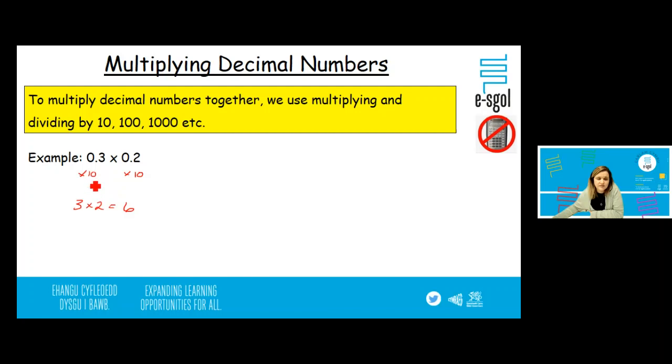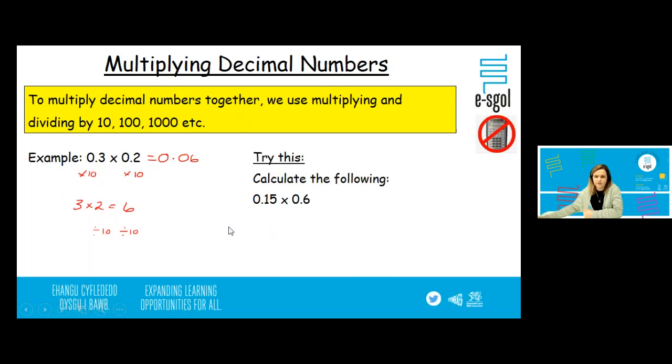Okay, so we're now going to divide by 10 and divide by another 10 to reverse the 2 steps that I did at the top. So this 6 is going to be divided by 10 and then a 10, which is the same as dividing by 100, which will bring you back to 0.06. Okay, don't fall into the trap of seeing the 3 times 2, thinking 6 is after the decimal point, so the answer is 0.6.